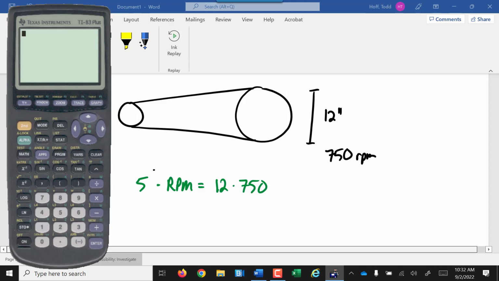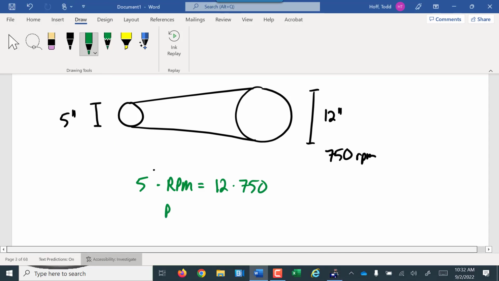So it's 5 times the RPM of the motor equals 12 times the 750 RPMs. So to solve that, we'll combine the 12 and the 750. So 12 times 750, then divided by the 5. 1800 RPM. Very good.